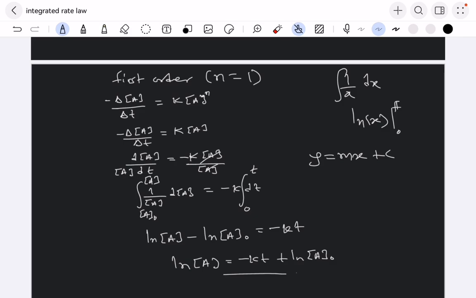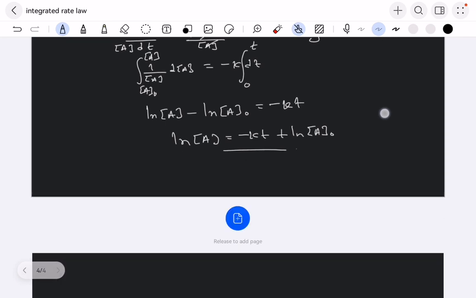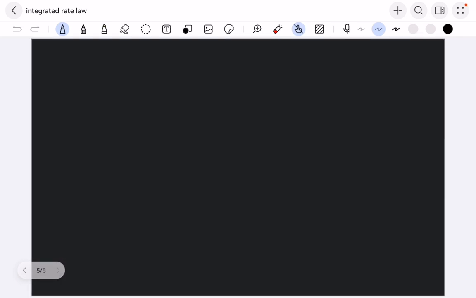Now, to find the half-life, remember at half-life, we know that this will decompose to that.